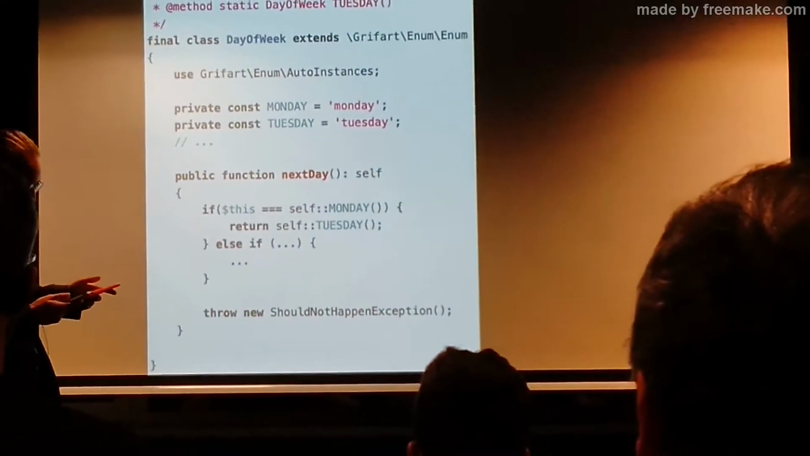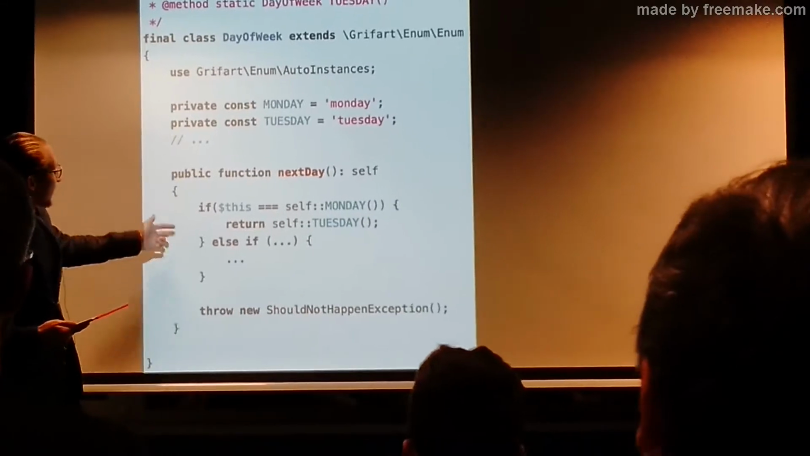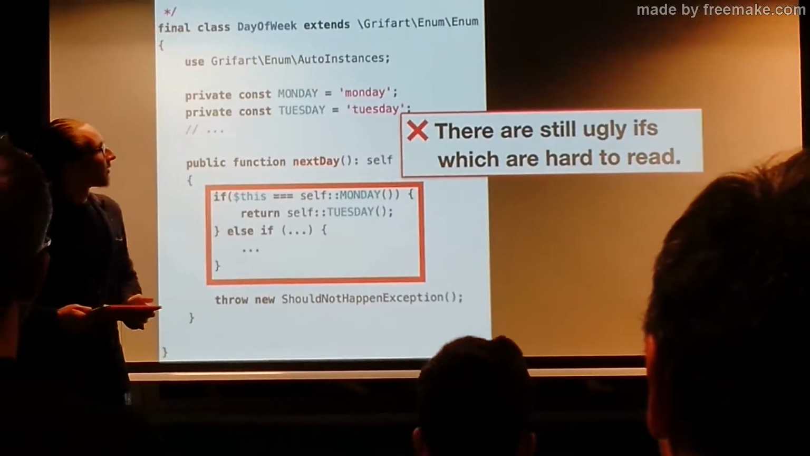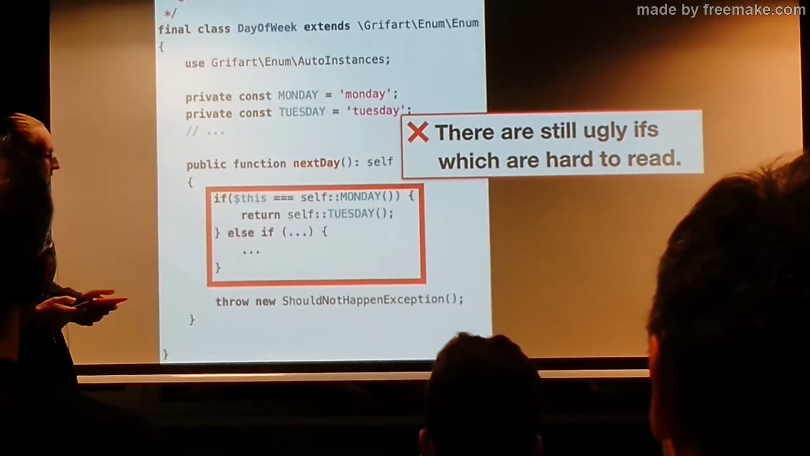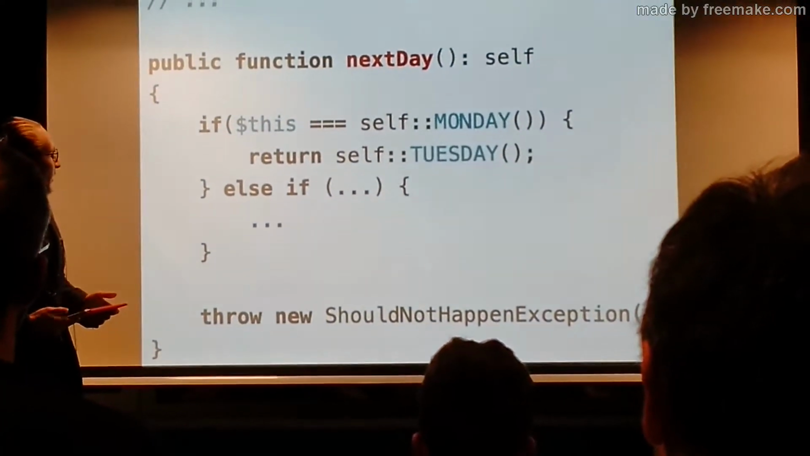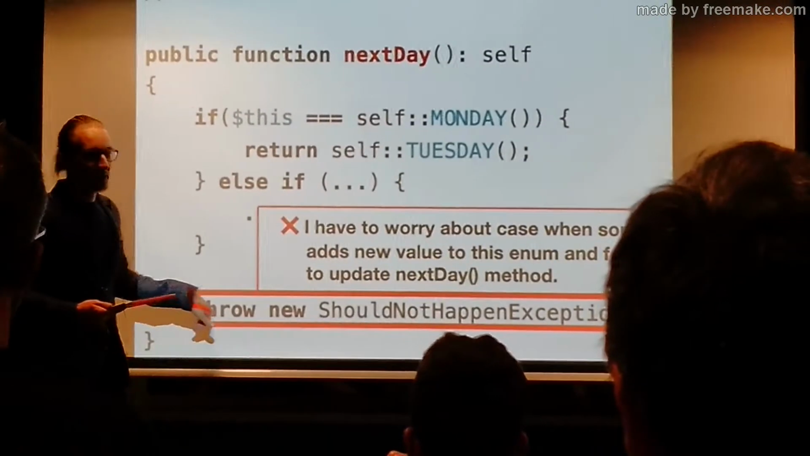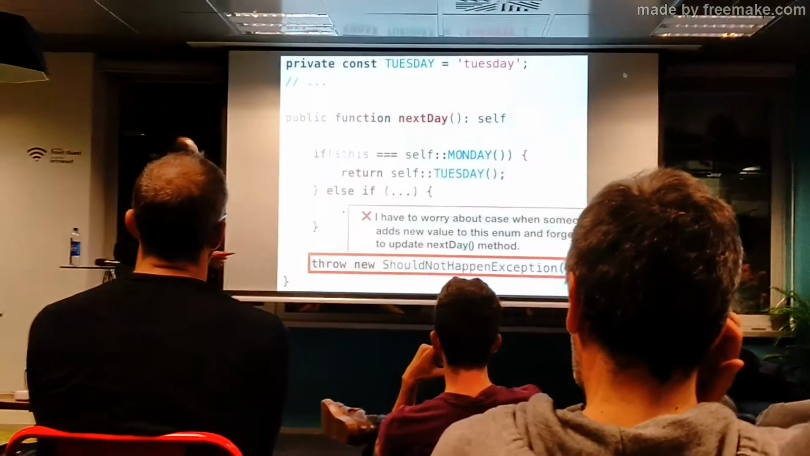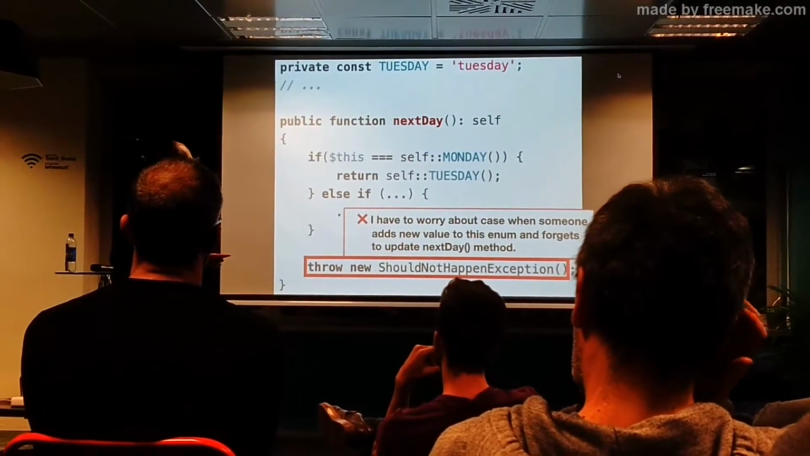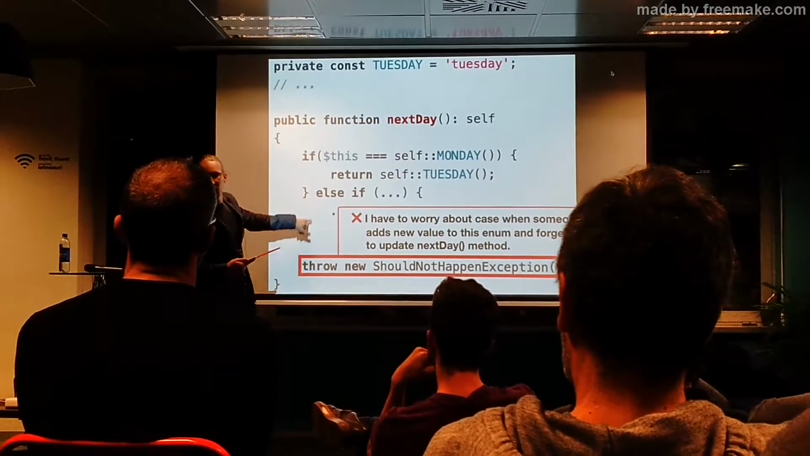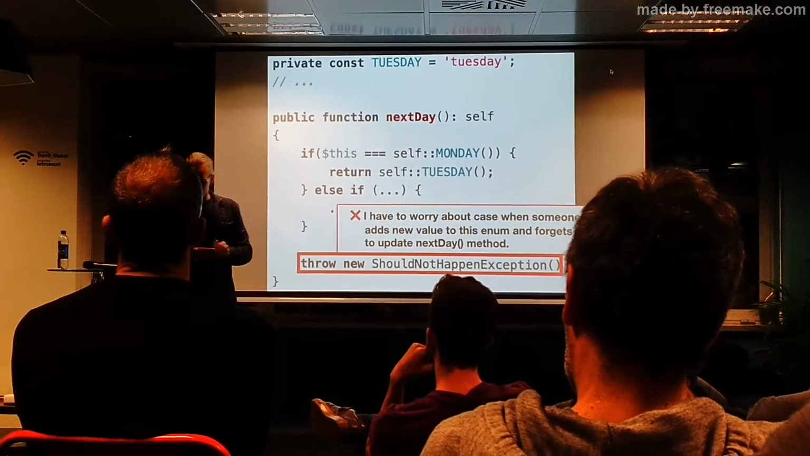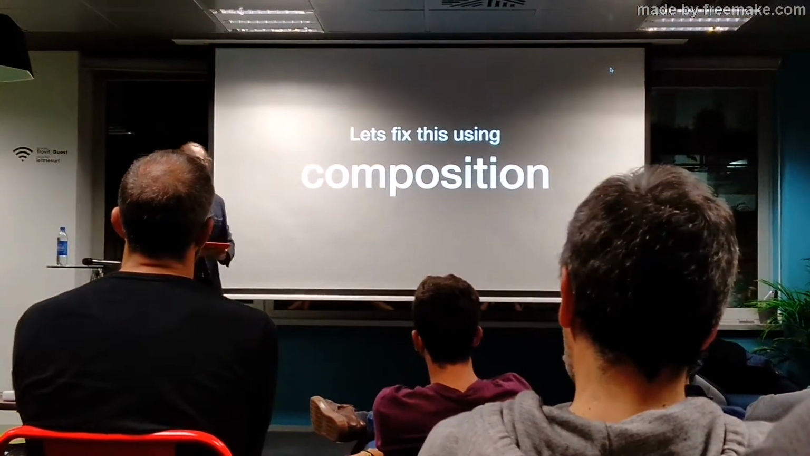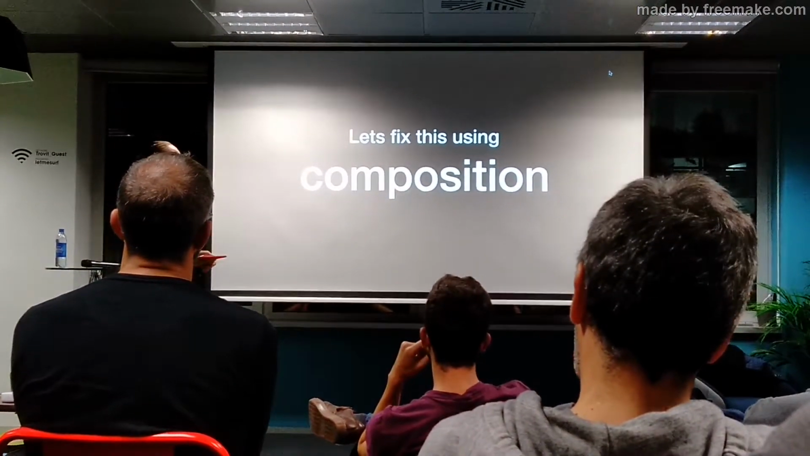But there is still this ugly code with ifs, which are hard to read, and there is still that exception. If someone adds a new value into that enum, I will get this exception because these ifs don't cover the case. And you can fix both of these problems by using composition. So let's try that.